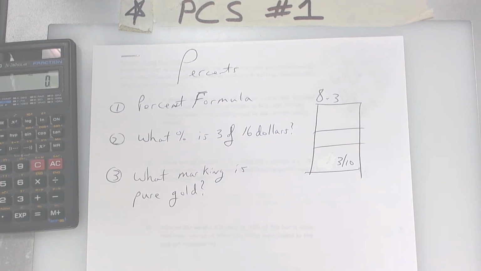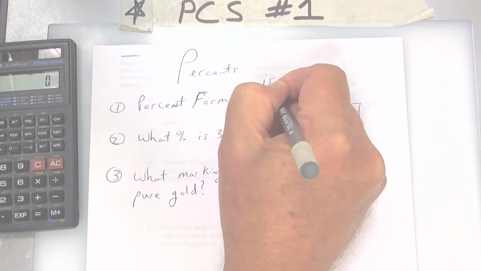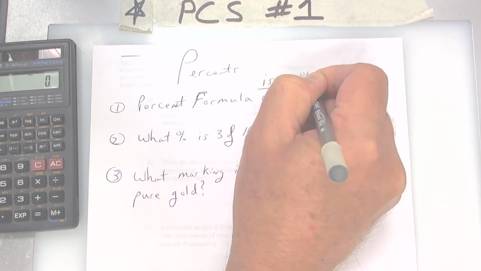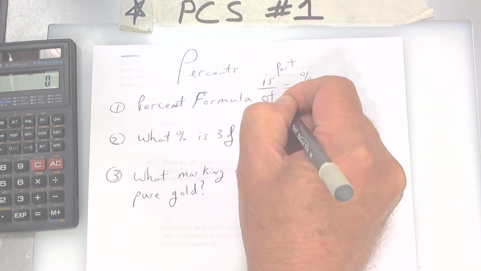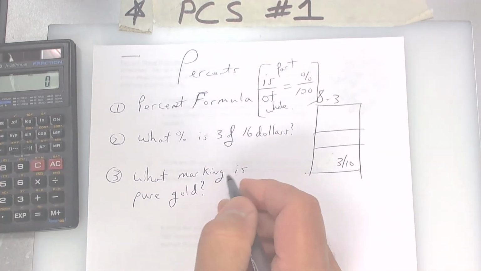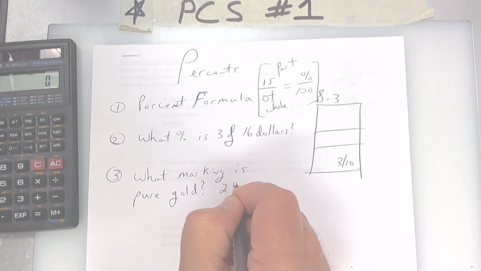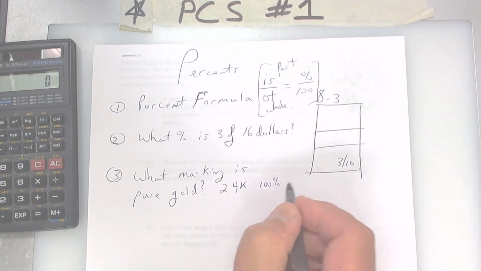We're doing a percent formula, and the one that I gave you is in the form of a proportion. So it's is over of equals percent over 100, and this is part over whole. Okay, memorize that. What is the marking of pure gold? 24K is 100% pure gold.